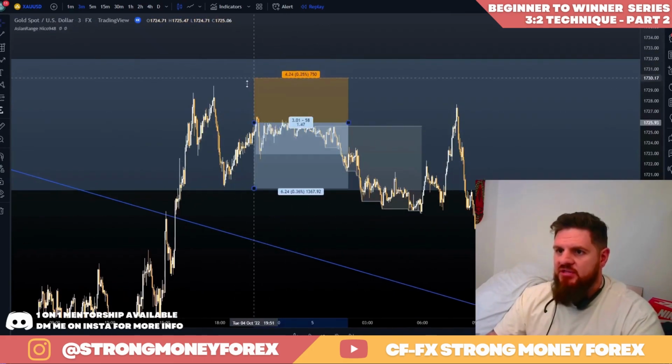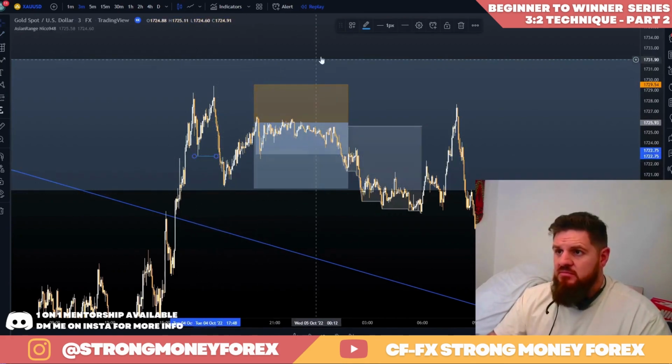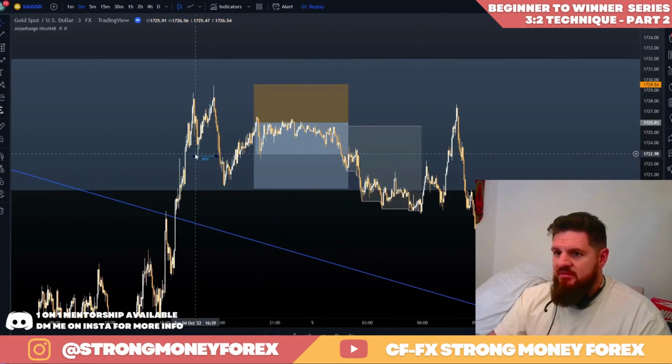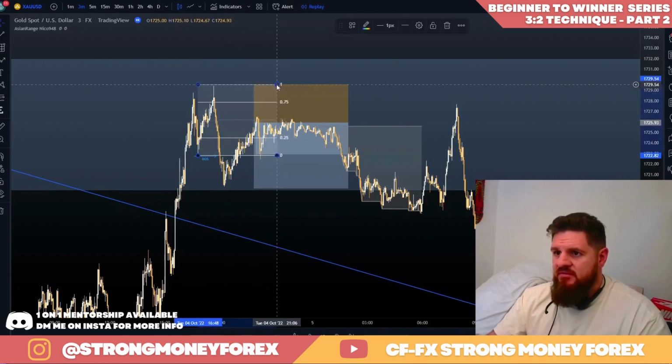Let's say you've taken that trade. Price comes into the zone, you get a nice push down, to be fair, nice break of structure. You wait for the 50% to be retested. Let's just draw that on as well, 2 seconds. 50% to be retested like that.